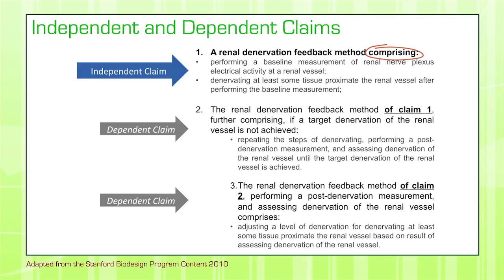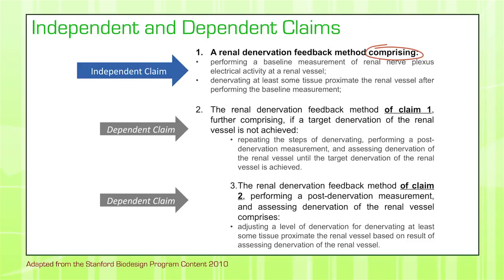The first claim, which is independent, says something like: "a renal denervation feedback method comprising..." And you're going to see that this repeats itself a lot in patents. What this means is that what is important is what comes after the word "comprising." What comes before it is a general description of what you want to invent and the device you are trying to protect.